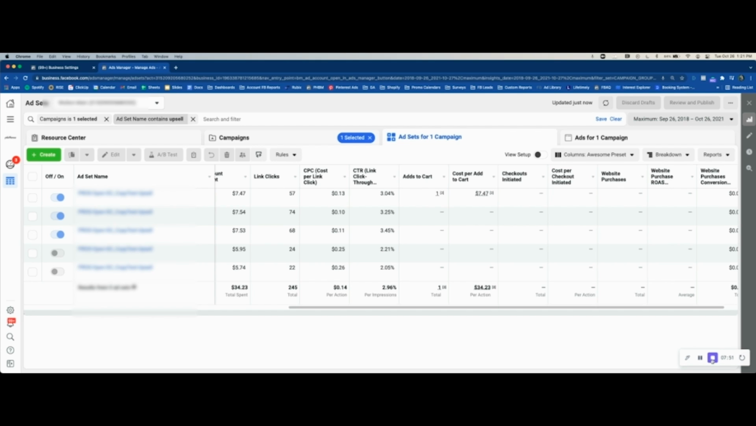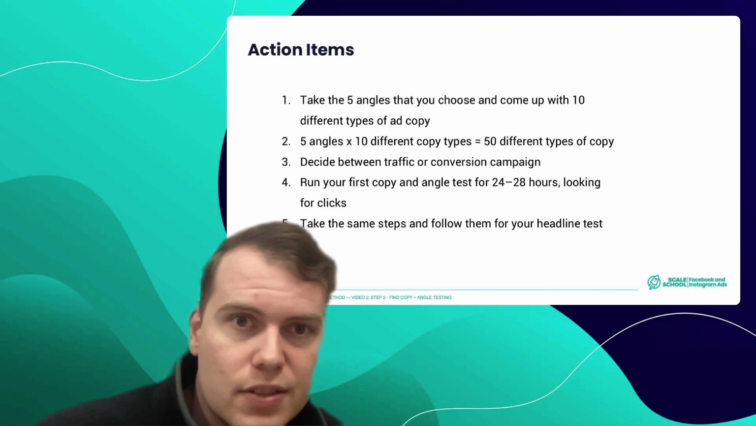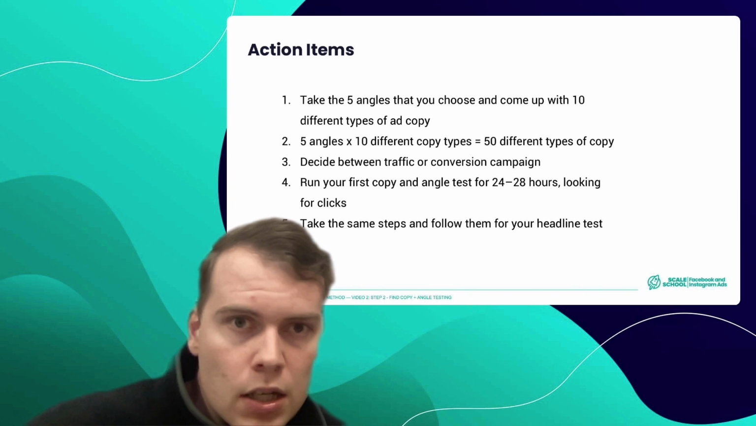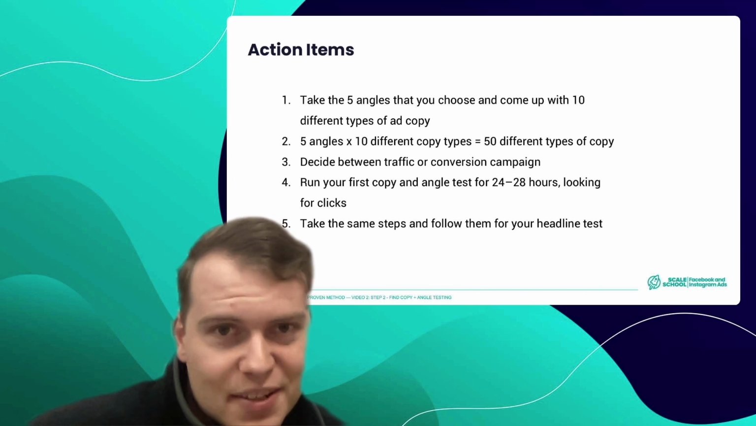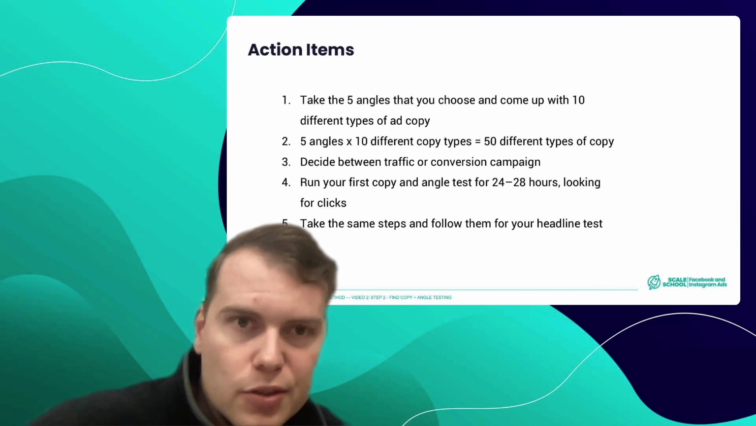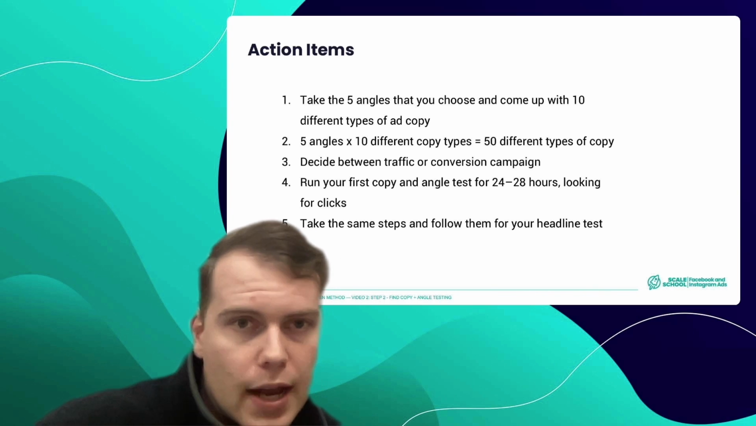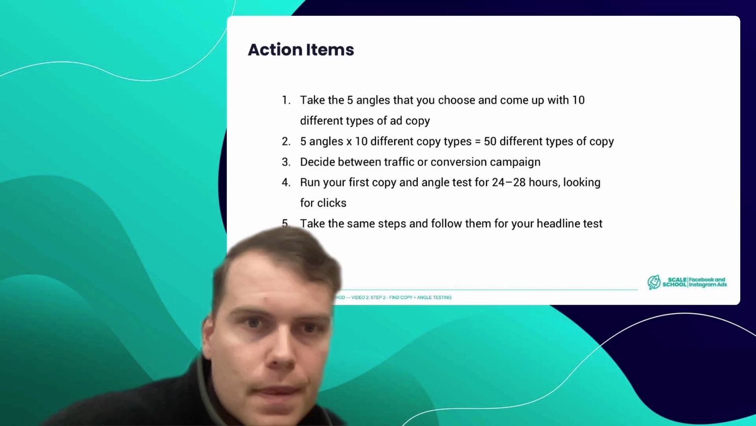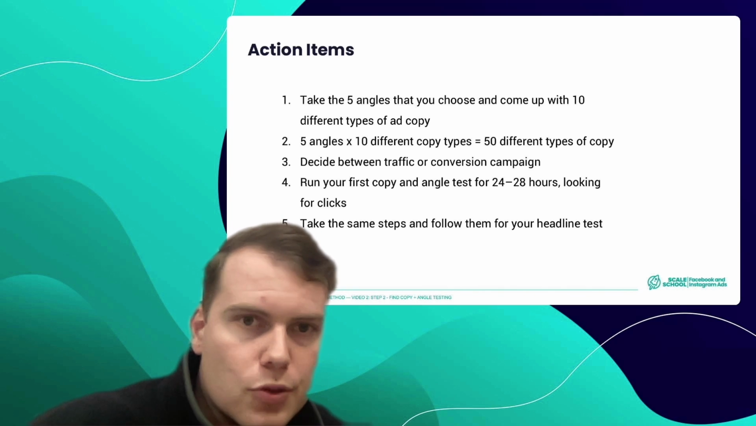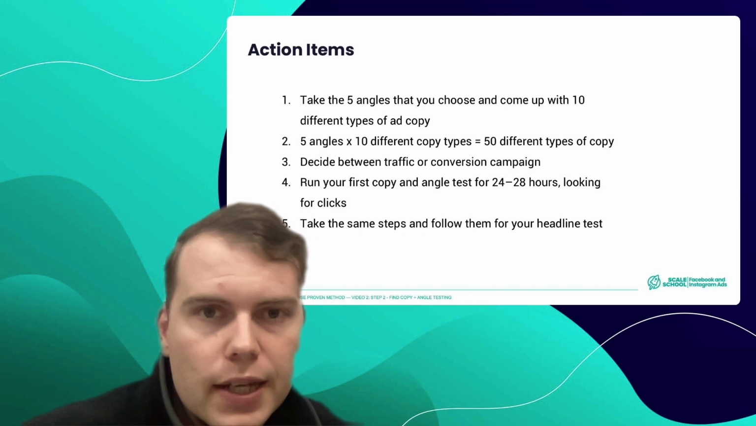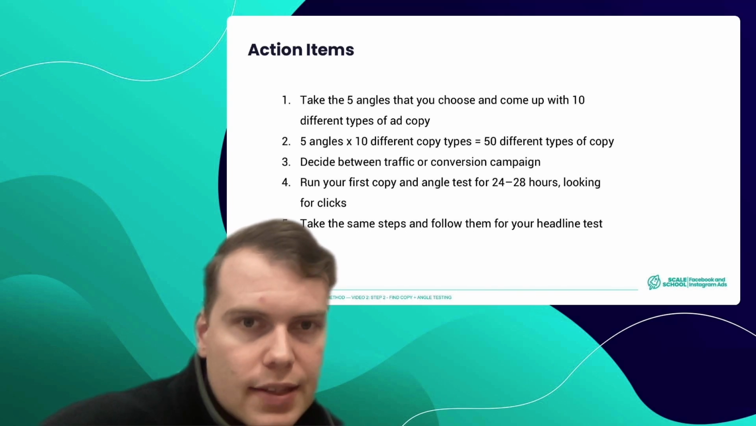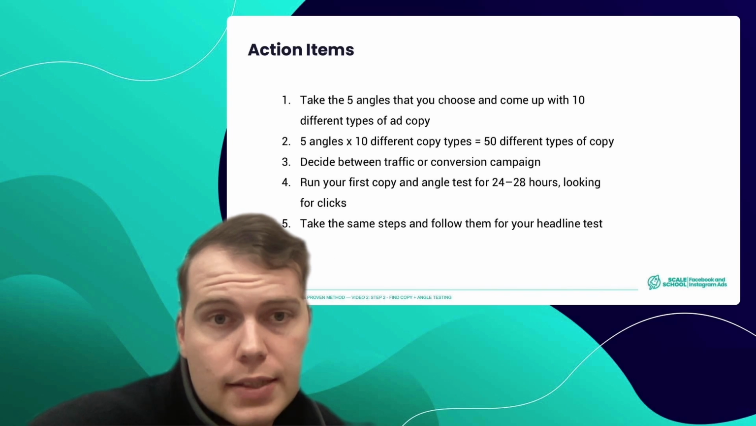In terms of action items, this is where your workbook comes in really handy. You're going to want to take the top 5 angles that you choose and come up with 10 different types of ad copy. 5 angles times 10 equals the 50 types of copy. So that'll include your sub-angles, the 10 per angle. Decide between the traffic or conversion campaign. Run your first copy and angle test for 24 to 48 hours, in particular looking for clicks, and then take the same steps and follow them for your headline test.